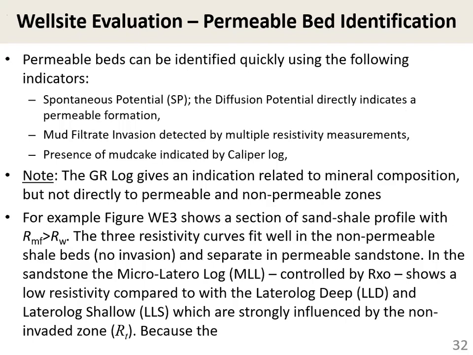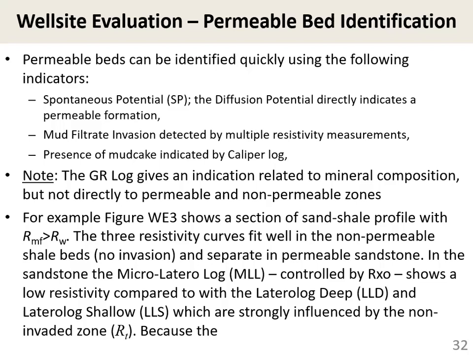One other thing that can be identified quickly are permeable beds. For permeable beds, the SP is used, and also the multiple resistivity measurements. The presence of mud cake can be indicated by the caliper log. Note that the gamma ray does not give you any idea of the permeability of zones. Its concern is shale content, lithology, and mineral composition.